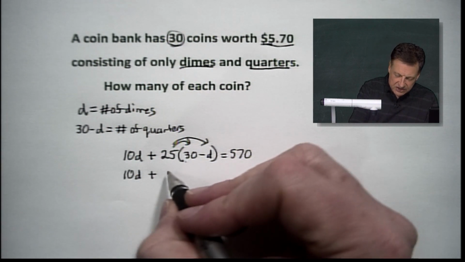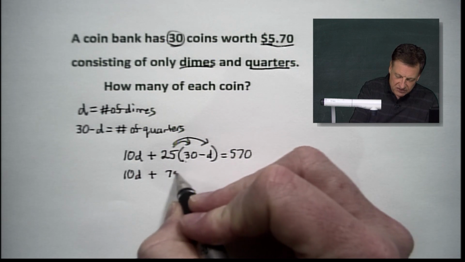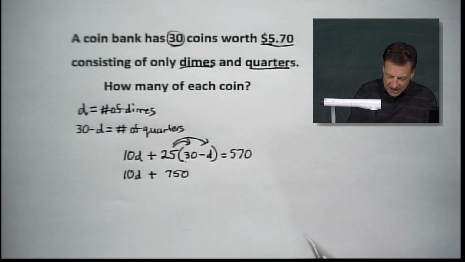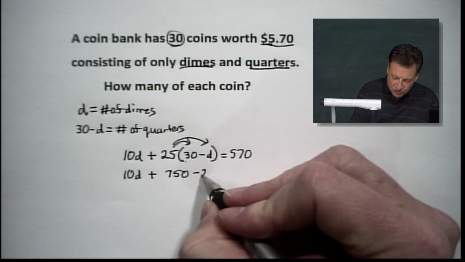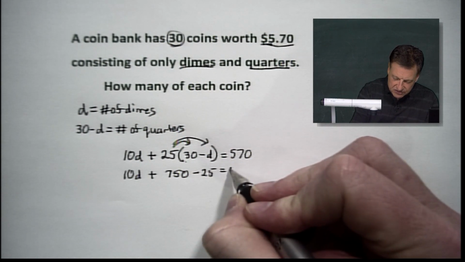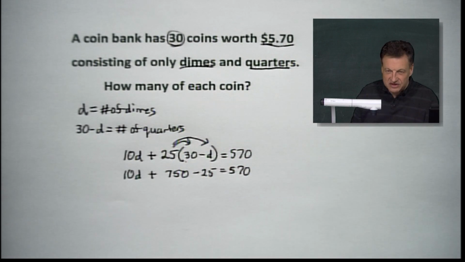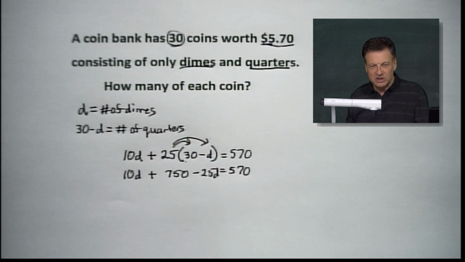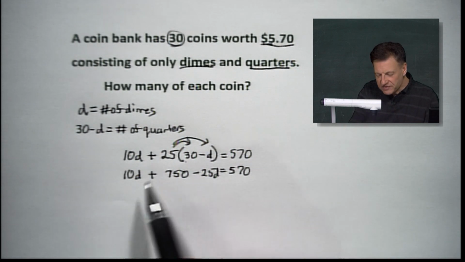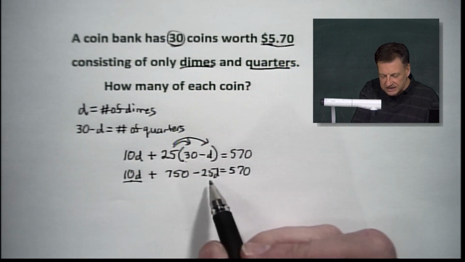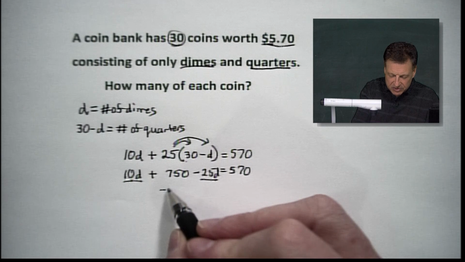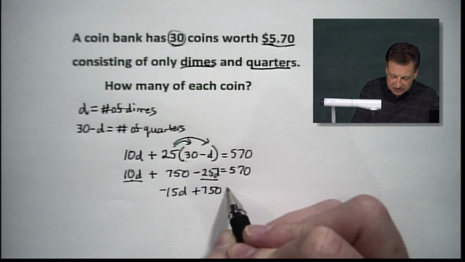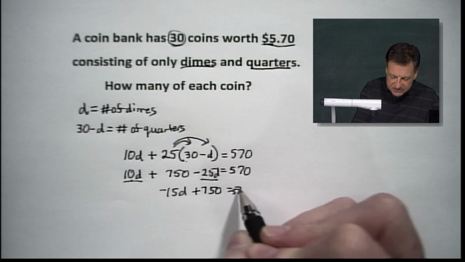We're going to distribute. That's going to give us, what, 750? Right, that's 25. Think about your money. There, 30 quarters. 750 minus 25D equaling there to 570. So we're ready to go. I need to put a D on that 25, because if I forget that, we'll have a problem, won't we? So we've got like terms right here. I got 10D minus 25D. How about it? We'll put a negative 15D plus 750 equaling to, what was that, 570 out here?